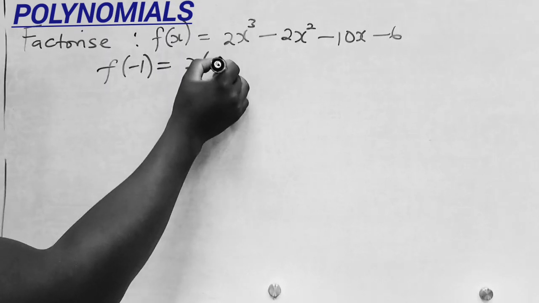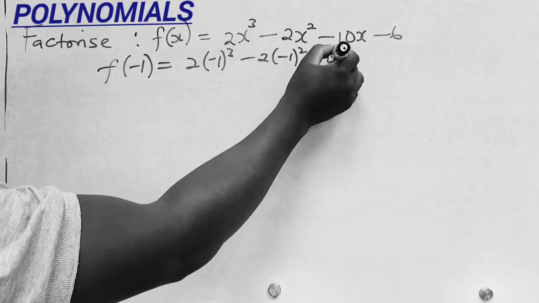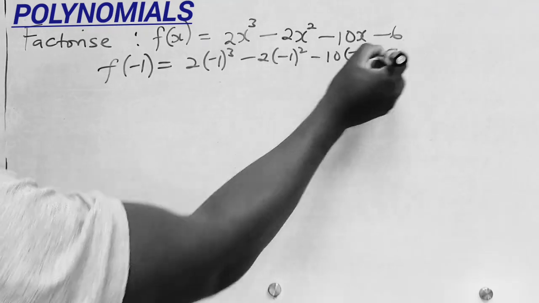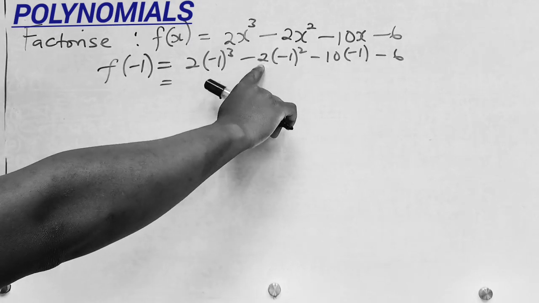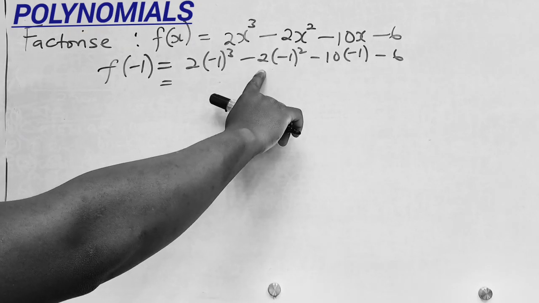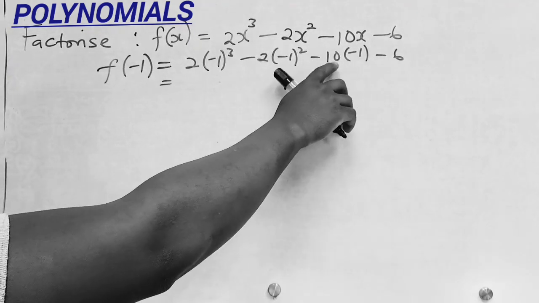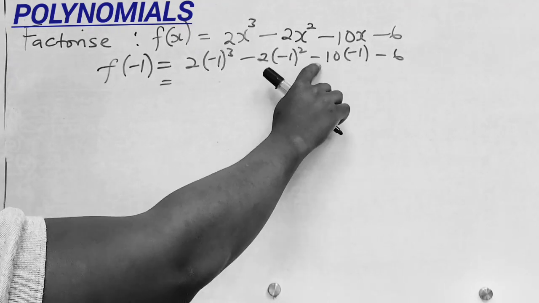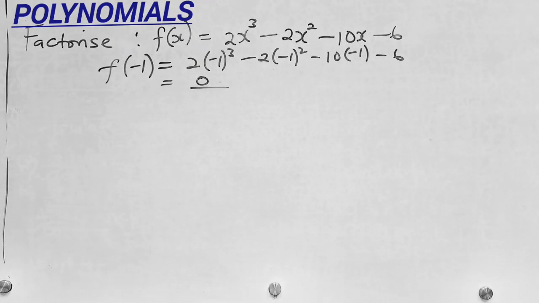So this is 2 times minus 1 cubed minus 2 times open bracket minus 1 squared, minus 10 times minus 1, minus 6. This is minus 2, this is minus 2, so we get minus 4. Then minus 4 minus 6, we get minus 10. This one will be plus 10 because it's minus 10 times minus 1, so we get a 0. When it gives you a 0, it shows that minus 1 is a factor of our cubic function.